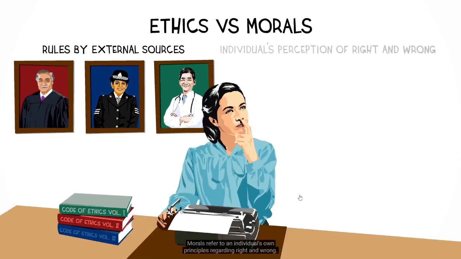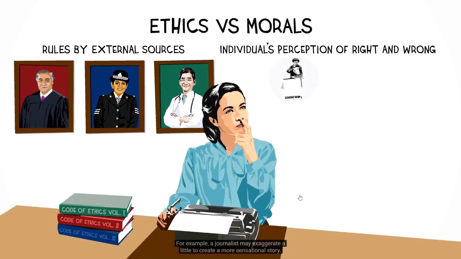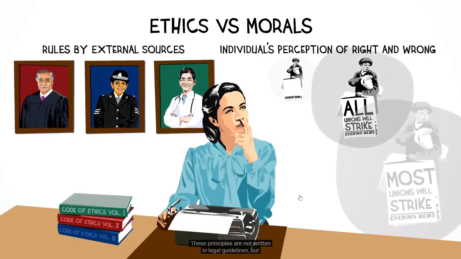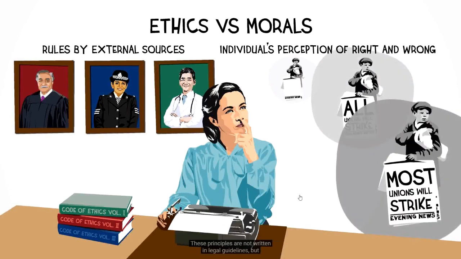Morals refer to an individual's own principles regarding right and wrong. For example, a journalist may exaggerate a little to create a more sensational story. These principles are not written in legal guidelines, but are subject to one's own gut feelings about what is good or bad. And of course, most decisions are not captured in a code of conduct, but ask for people's personal cultural norms for dealing with issues. Then you really must trust your own moral compass.